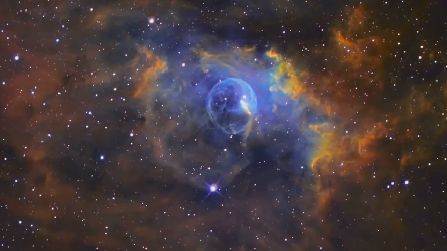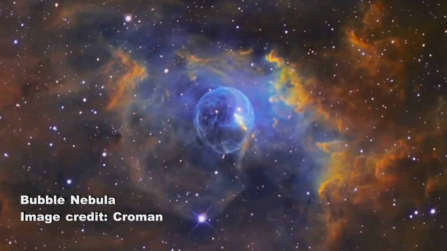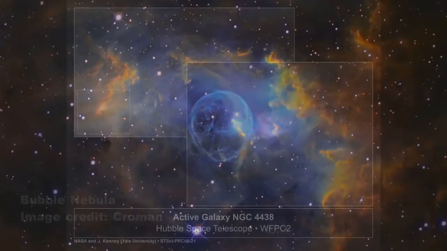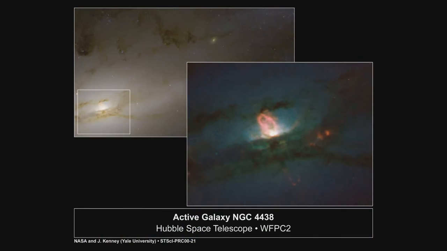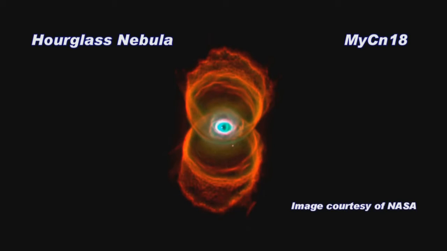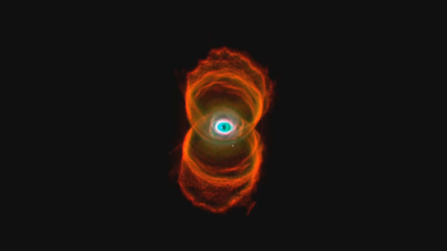The bubble nebula is clearly in the bottom of a bowl. Then active galaxy NGC 4438 is shown here with the bubble that it contains. By now you don't even need me to show you the bowl-shaped magnetic fields that form the infamous Hourglass Nebula. You can even see the confinement dome down inside the Hourglass Nebula.